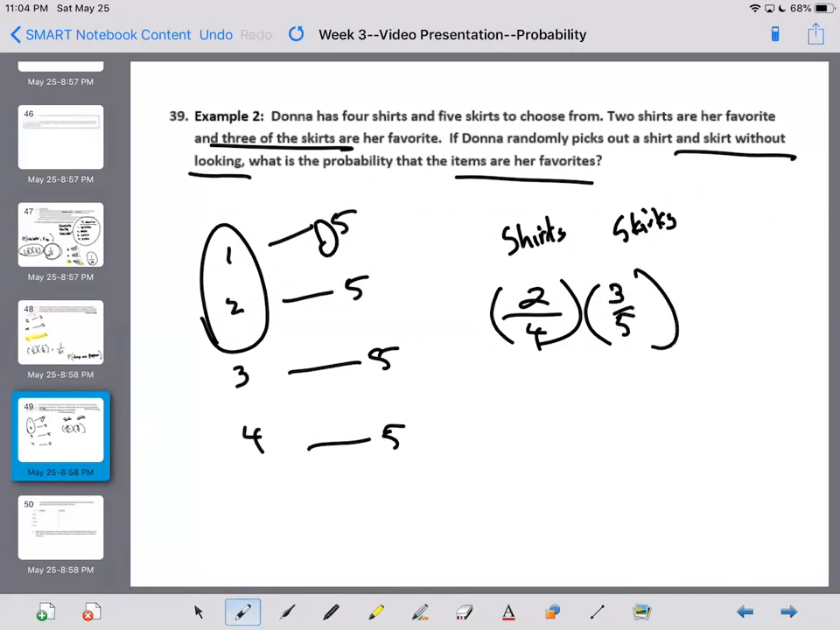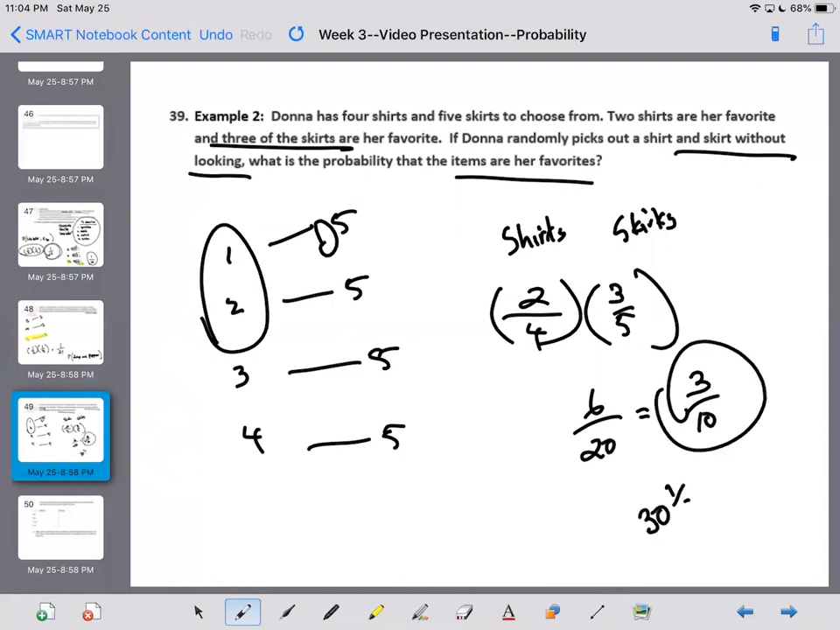So this would be 6 out of 20, or 3/10, or a 30% chance that she would randomly pick out a shirt and a skirt without looking, and that they would be her favorites. So you're thinking favorites of shirts would be 2 out of 4. Favorite of her skirts is 3 out of 5. Multiply those probabilities. You get 2 times 3 is 6. 4 times 5 is 20. You get 6/20. Simplify that to 3/10.